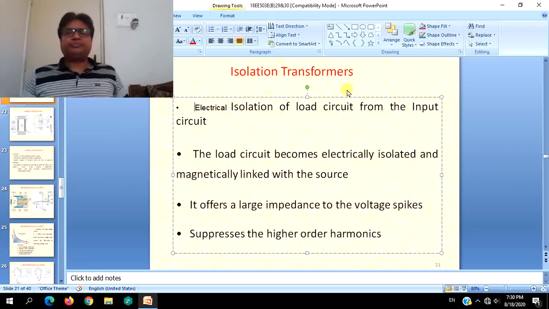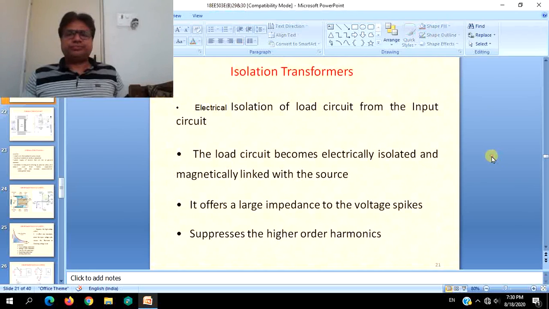The load circuit becomes electrically isolated and magnetically linked with the source, obviously, as it is a transformer. To the primary of the isolation transformer, supply will be connected and load will be connected to the secondary of the transformer, and we know the basics of the transformers. Primary and secondary of any transformer are not electrically linked, they will be only magnetically coupled or linked, except the auto transformers.